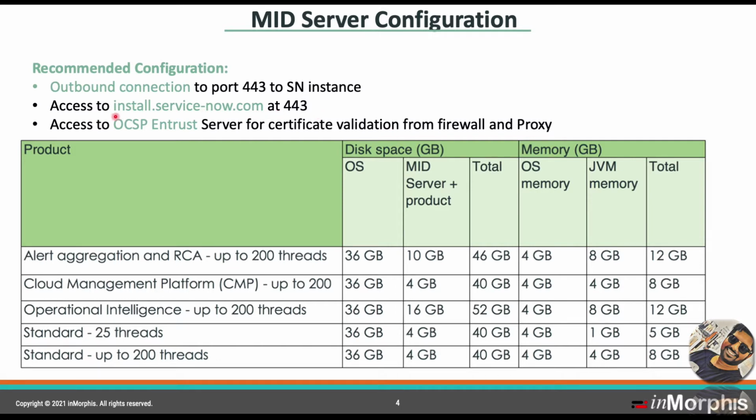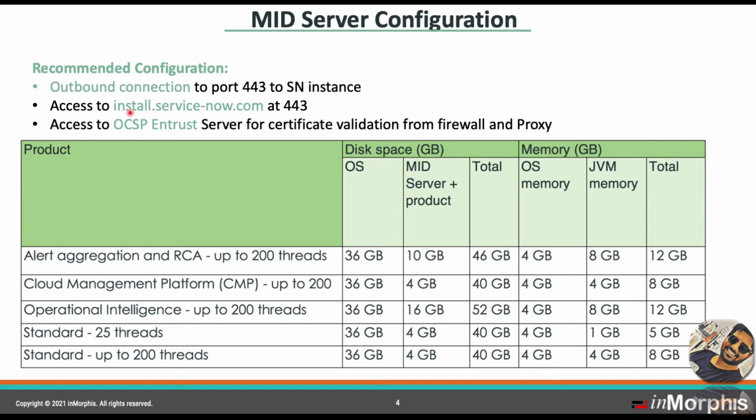The reason we require access to install.service-now.com at 443 is basically mid server auto upgrade. Once you have installed the mid server, that is okay, but what will happen once your ServiceNow instance upgrades or there are certain patches? The mid server also needs to upgrade. To upgrade the mid server, it tries to download those jars or update files from this machine. So this needs to be provided. If it is not given, then you have to manually download the mid server again and install it again, which is not a best practice.